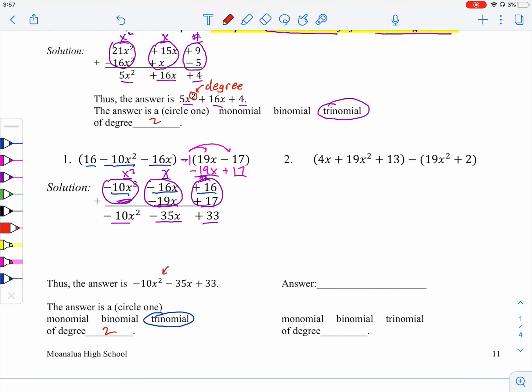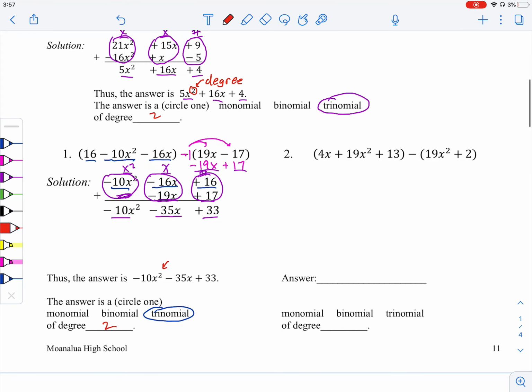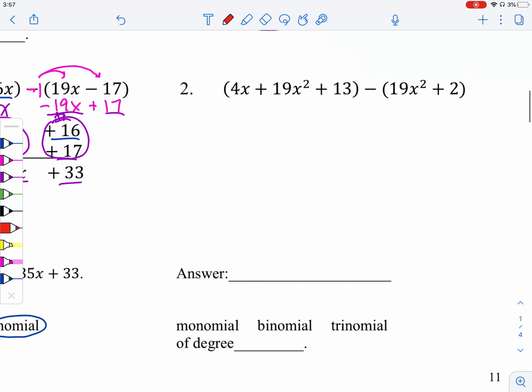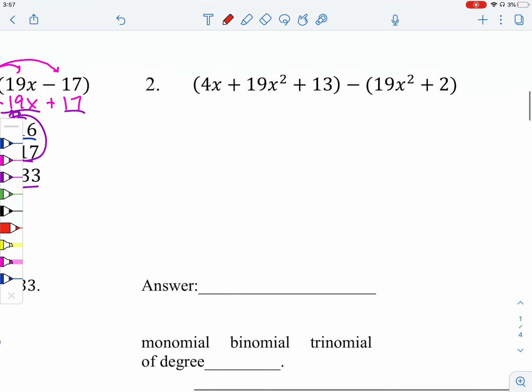So let's look at number 2. We have subtraction again, so we have to distribute this negative 1 first. We have negative 1 times 19x squared, just change our signs, so negative 19x squared. Negative 1 times 2 will be negative 2, or we just change our signs.